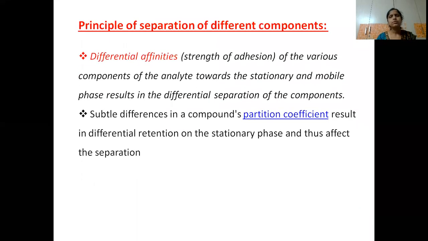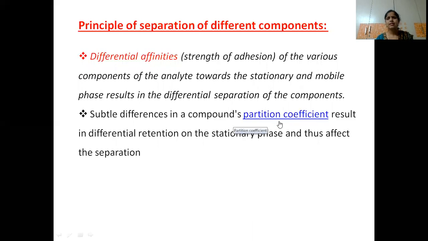Then how are the components being separated in this chromatography? So the main principle, as I said, is the adsorption technique. All the components will have some differential affinities towards the adsorbent, that is the stationary phase. Depending upon the different affinities they show towards the stationary phase and the mobile phase, the separation of the components can take place. This is also called the partition coefficient.